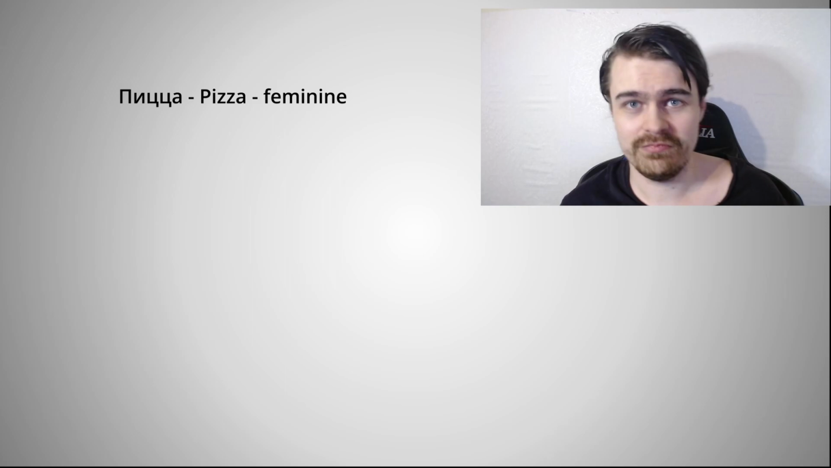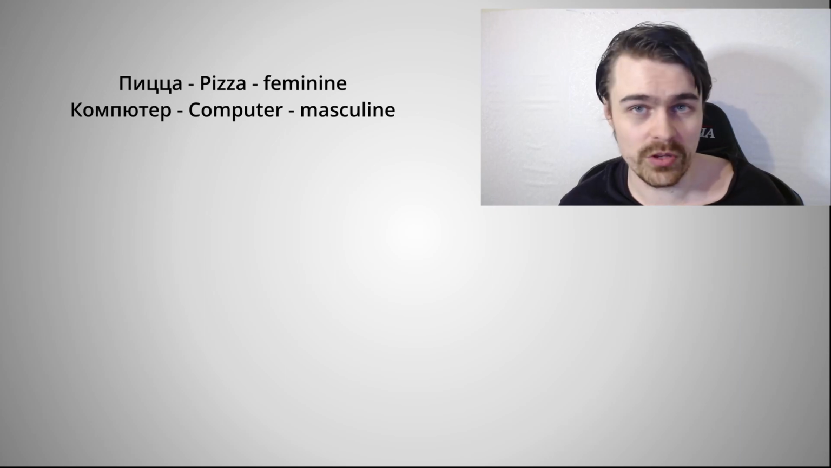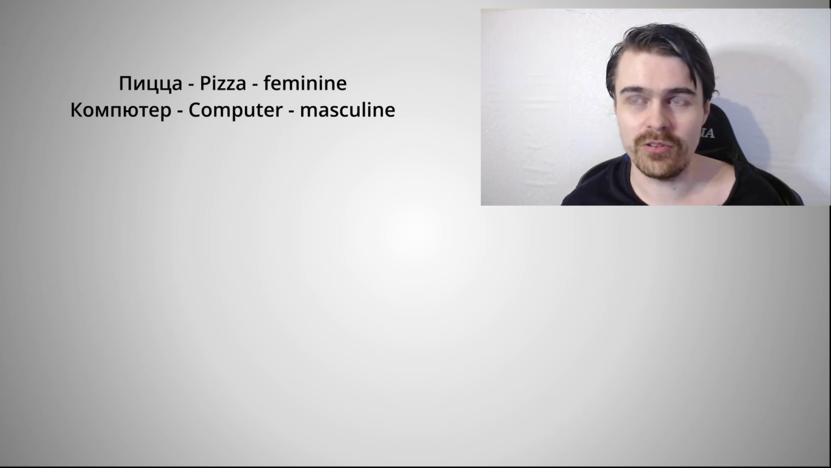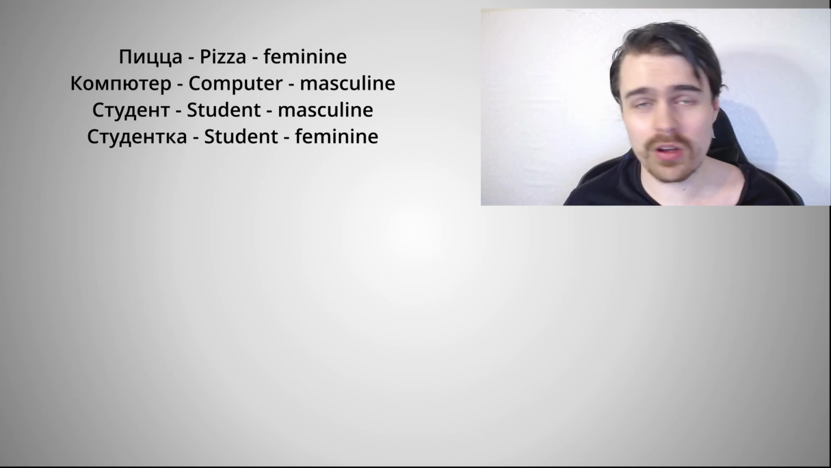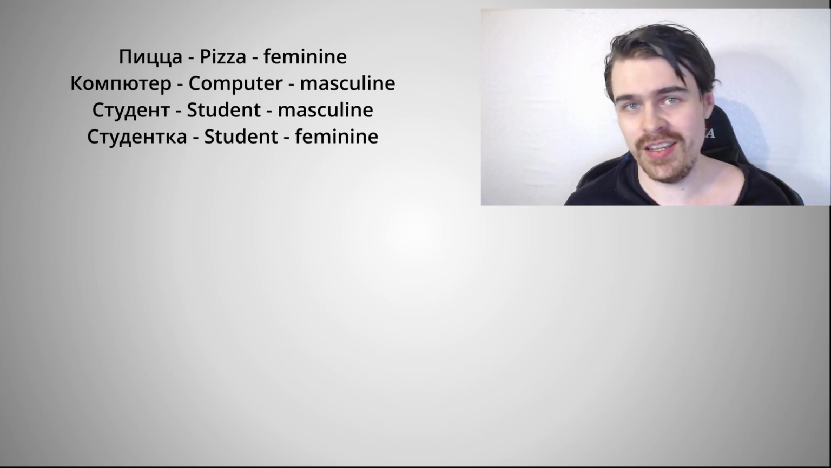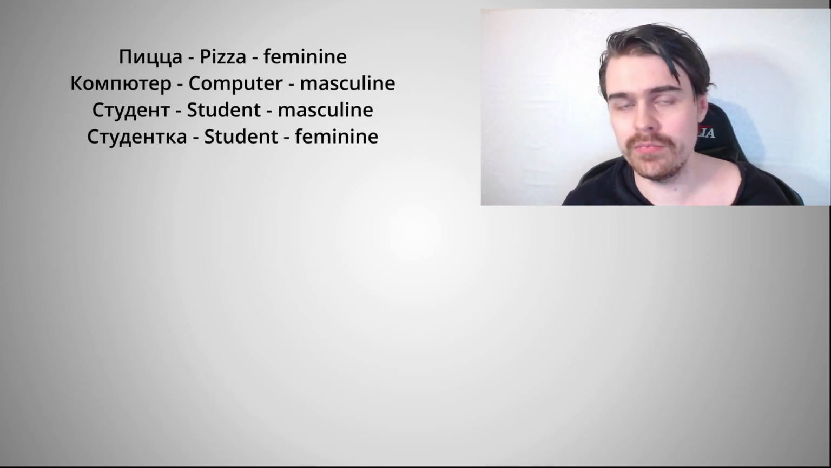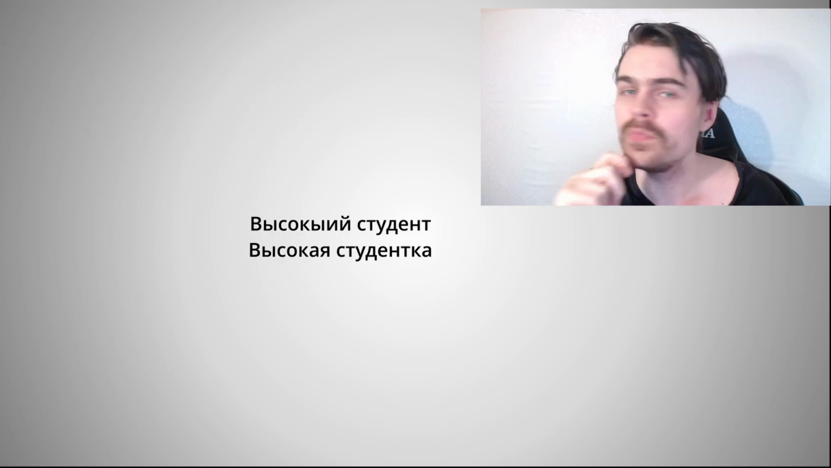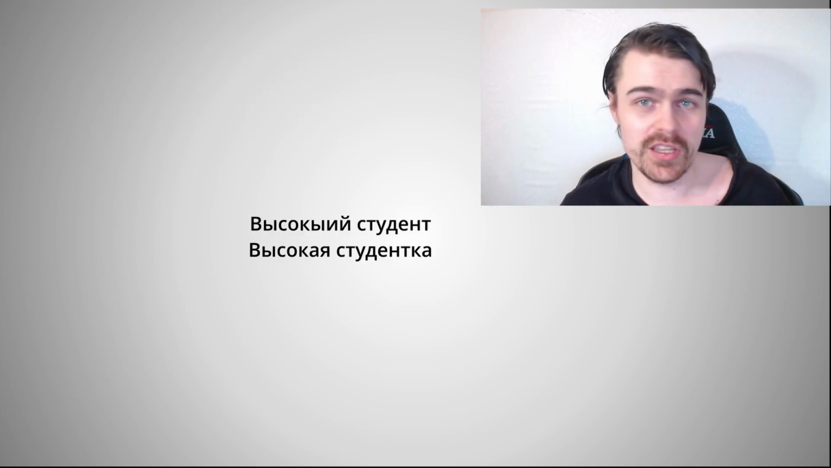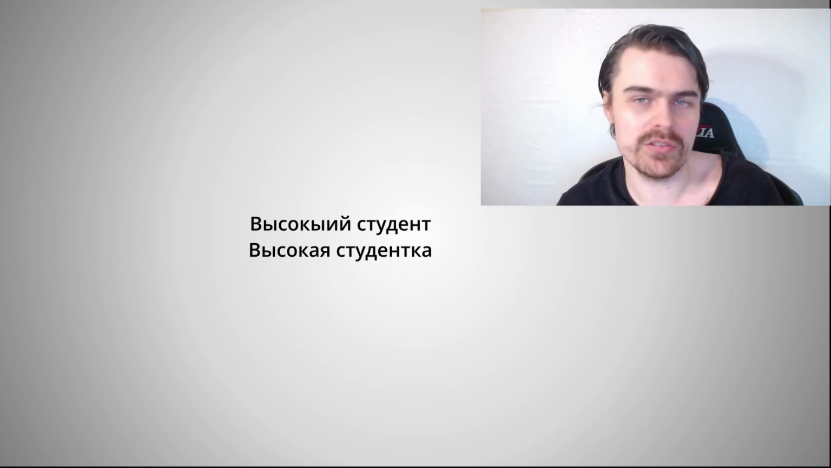If you look at some cognates, let me show you what gender they are. For example, pizza will be feminine, it ends in an A. Take computer, like I said, masculine. Some more cognates: student ends in a consonant, so it's masculine. Sometimes they add ka to the end to make it feminine. So you could say wysoki student, wysoka studentka, which just means tall student, tall female student.